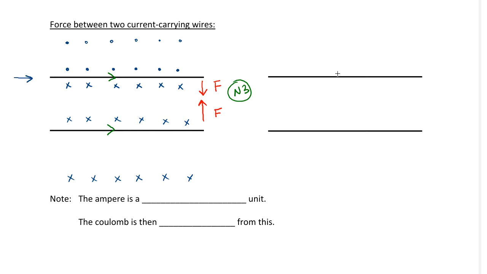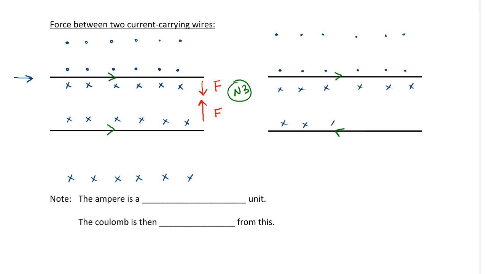What if the currents are going in opposite directions? Well, again, let's look at the top wire. The top wire now is going to have the same magnetic field as we saw before because we haven't changed anything with the top wire. And so down here we see the same field pointing into the page.